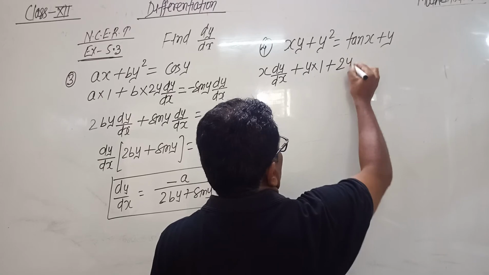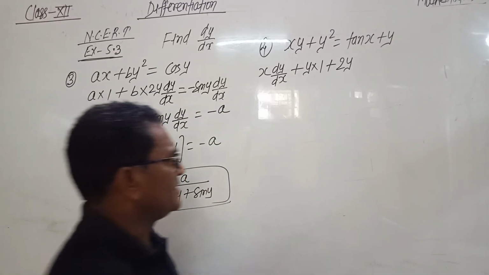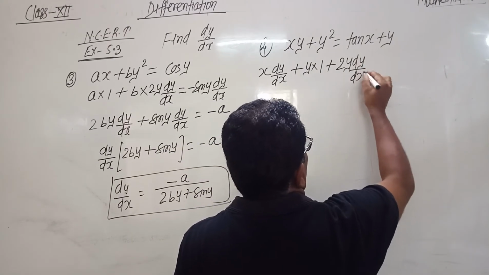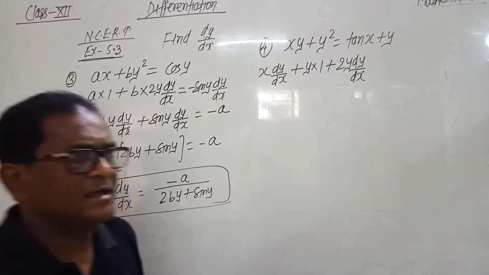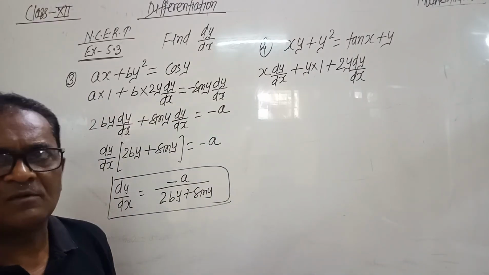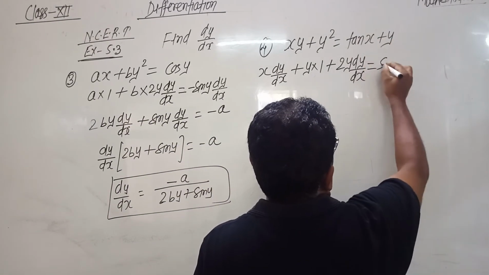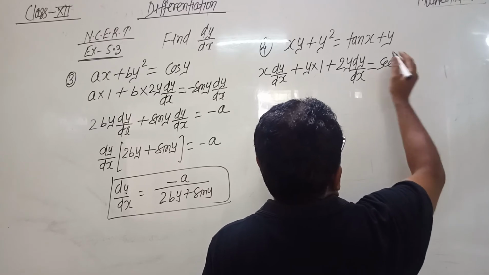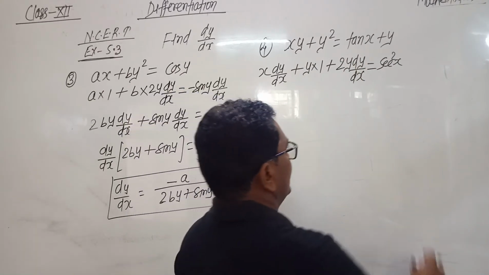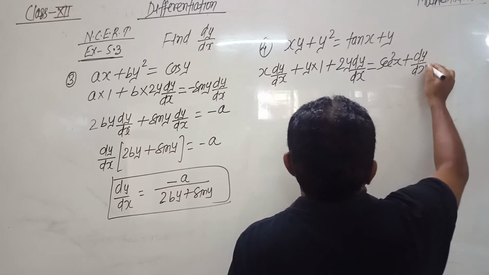Differentiation of y square is 2y. Now drop the square, and the differentiation of y is dy by dx. Differentiation of y square with power n gives 2y, then the square is removed and the differentiation of y is dy by dx. Differentiation of tan x is sec square x, and if we drop tan, the differentiation of x is 1, plus the differentiation of y is dy by dx.